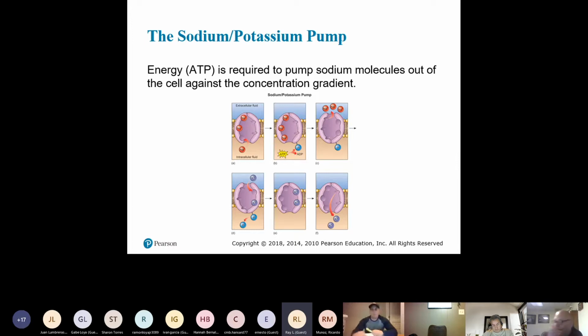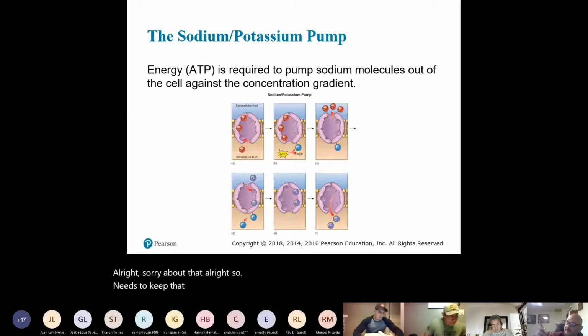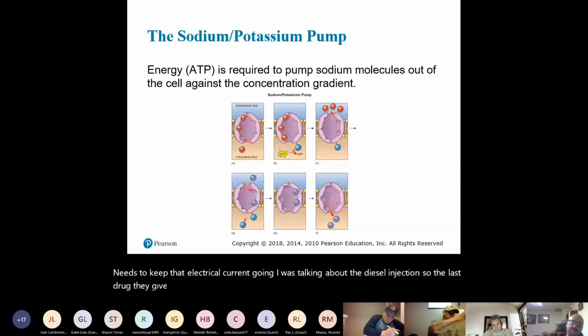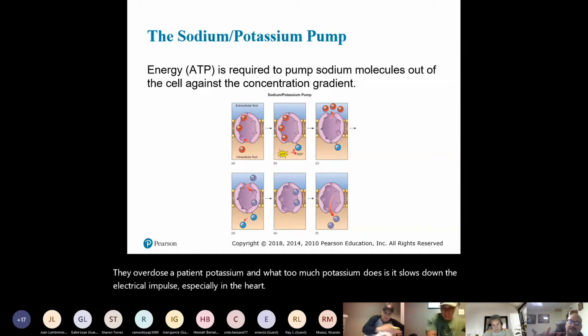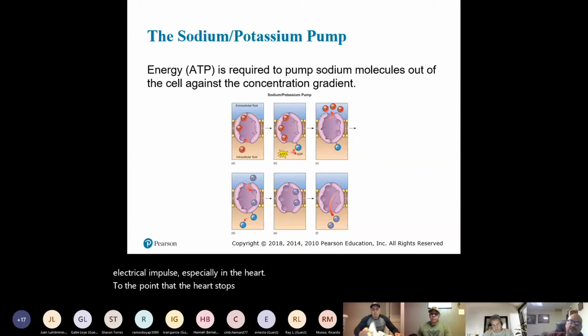All right, sorry about that. So it needs to keep that electrical current going. I was talking about the lethal injection. So the last drug they give is potassium. They overdose a patient on potassium, and what too much potassium does is it slows down the electrical impulse, especially in the heart, to the point that the heart stops beating because that signal is not able to go anymore.